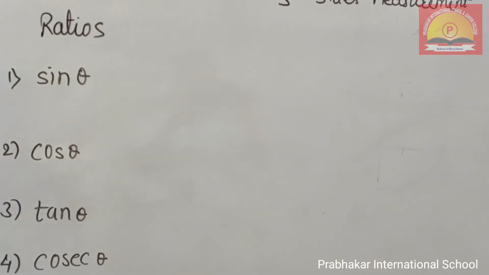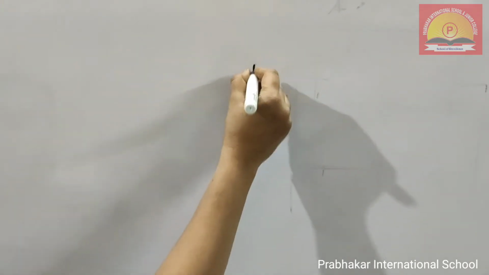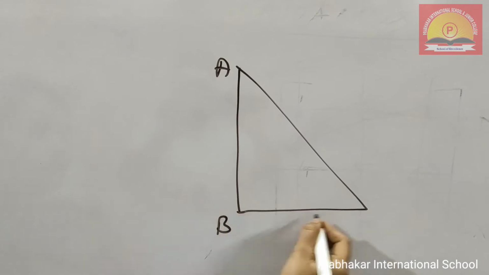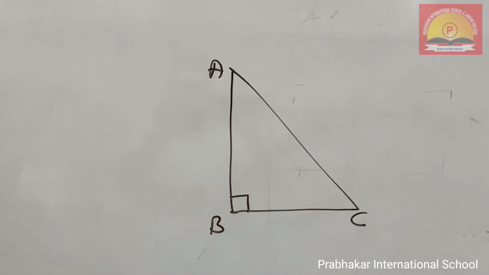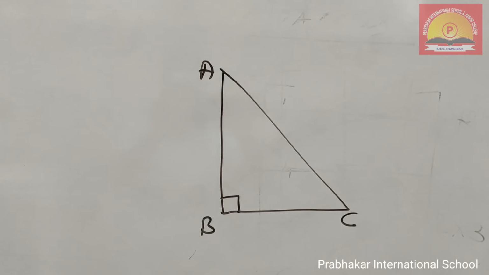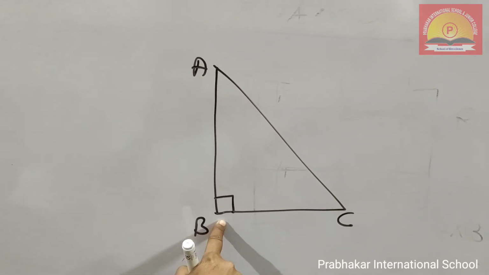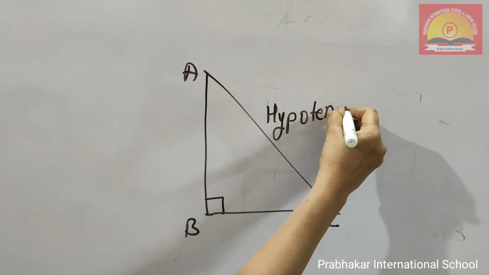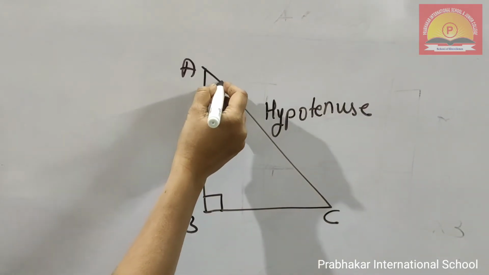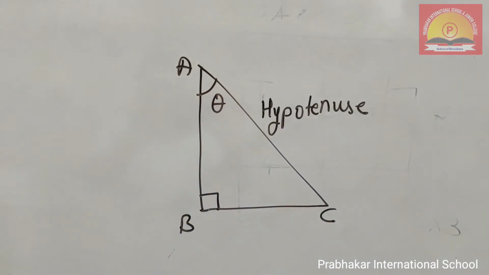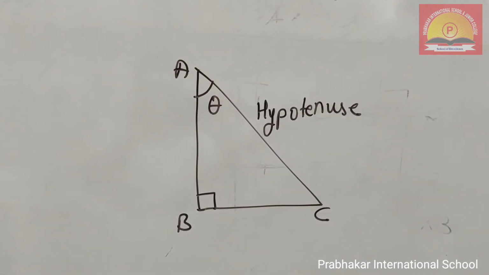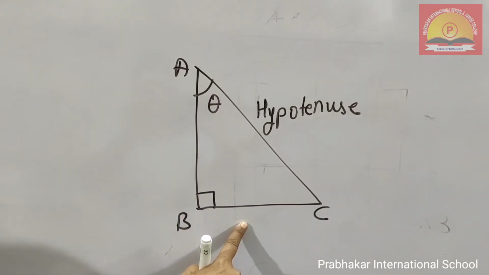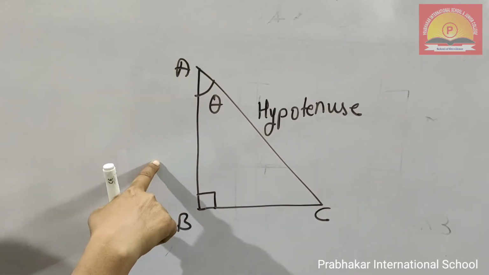Now I will draw one triangle. Suppose the name of the triangle is ABC. As I told you, one angle must be of 90 degrees. So here angle B is 90 degrees. And if angle B is 90 degrees, then AC will be the hypotenuse. Now suppose angle A is theta. If angle A is theta, then which will be the opposite side? Opposite side will be BC and the adjacent side of theta will be AB.